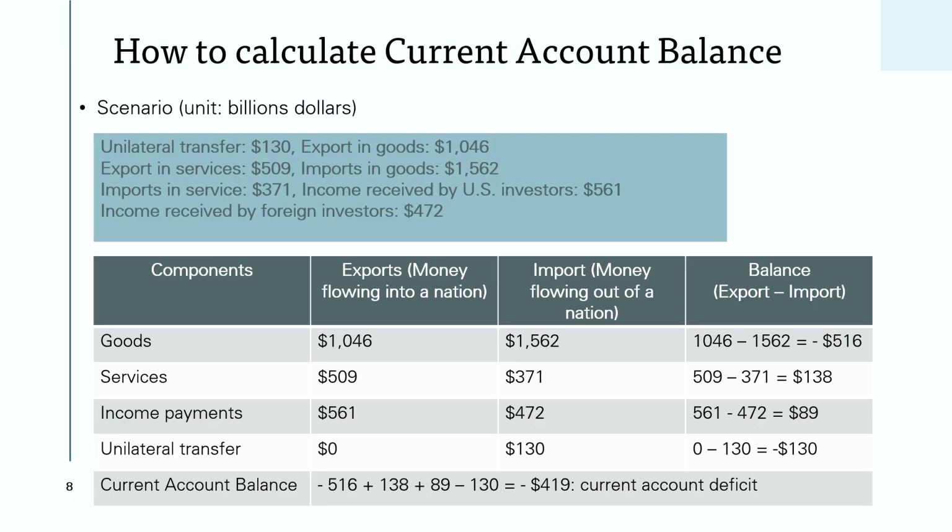Because the value is negative, the country is experiencing a current account deficit. Although the country has surpluses in services and investment income, those surpluses were not large enough to offset the large trade deficit in goods and the negative unilateral transfers. As a result, the overall current account remained negative. This example demonstrates why economists look beyond merchandise trade alone when evaluating a country's international economic position.